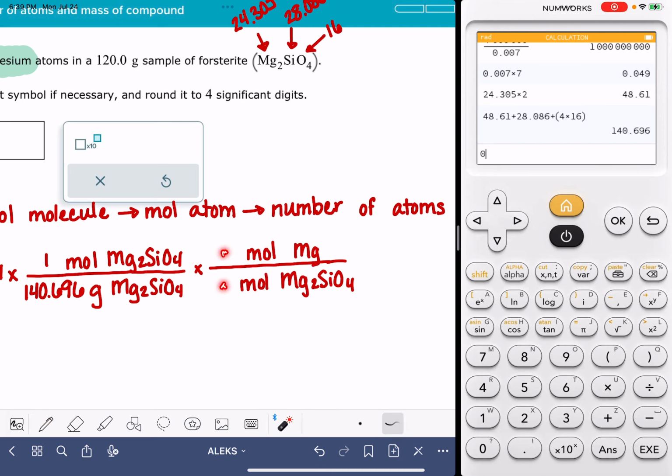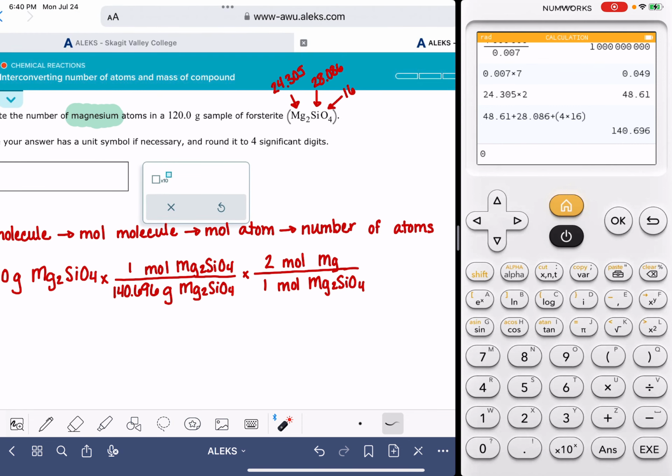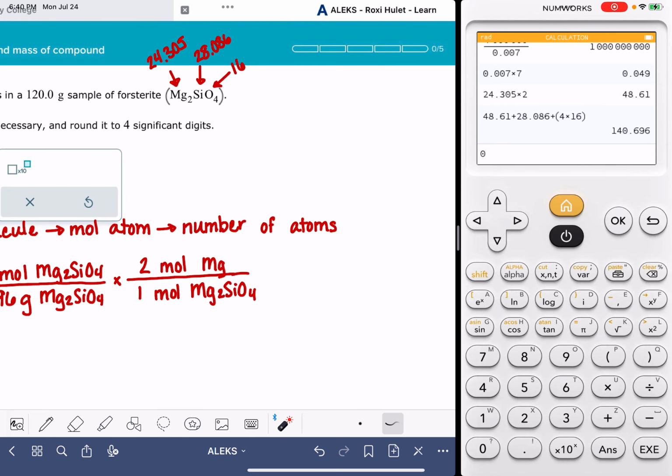Now, for this conversion factor, we're going to use the formula for the molecule. In every 1 molecule or 1 mole of molecules, we have a total of 2 magnesiums. So whatever the subscript is on the atom that ALEKS is asking you about, that's your conversion factor. Okay, so that step did this, convert from moles of molecule into moles of atoms. And then the last thing that we need to do is convert from moles of atoms into the number of atoms. So it's one more step.